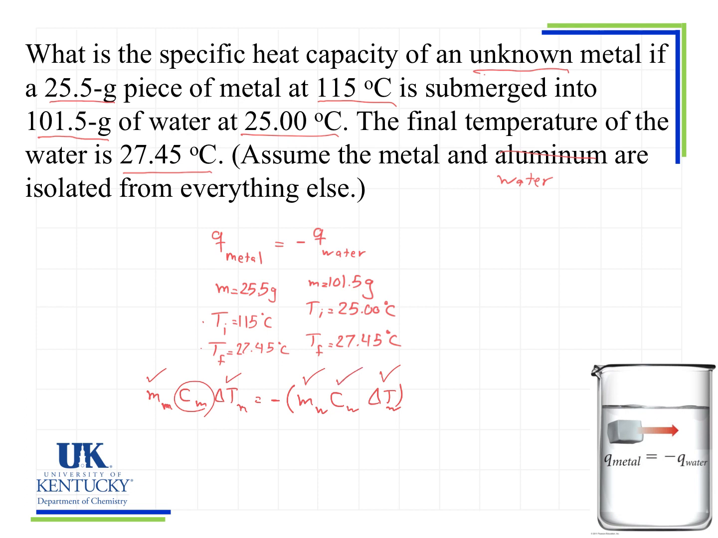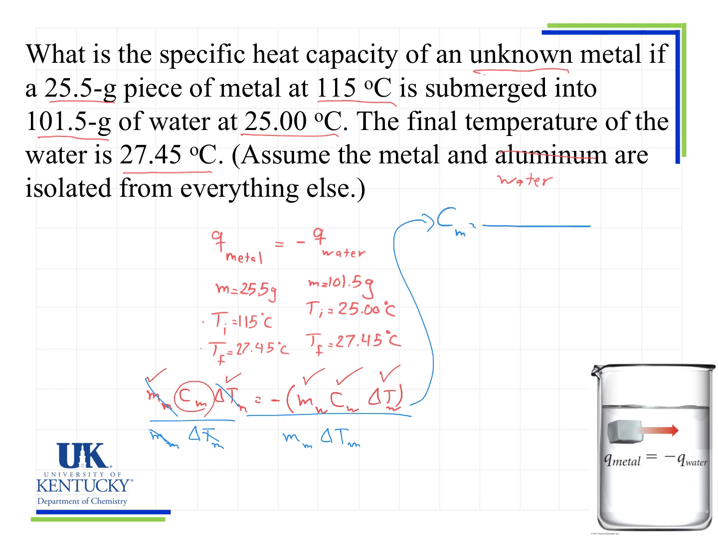So we can solve it for Cm. So to solve it for Cm as a specific heat capacity of metal, we have that if you divide all of these by m of the metal and delta T of the metal, then you can solve it for, I write it here, the specific heat of the metal.